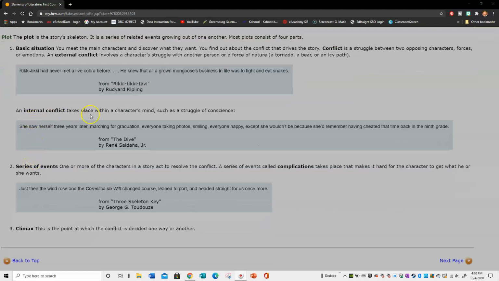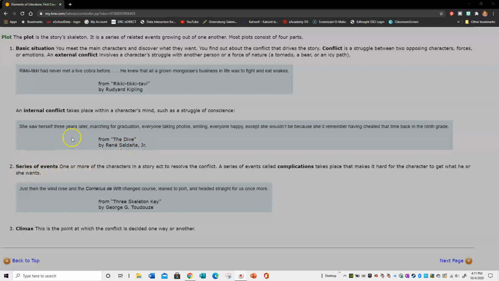An internal conflict takes place within a character's mind, such as a struggle of conscience. She saw herself 3 years later marching for graduation, everyone taking photos, smiling, everyone happy, except she wouldn't be because she remembered having cheated that time back in 9th grade. From the Dive by Renee Saldana Jr.